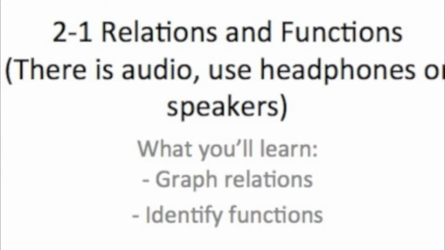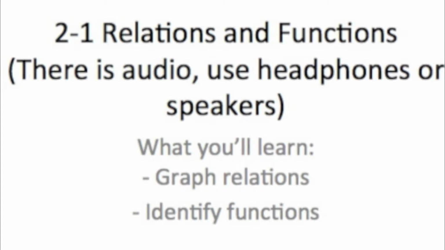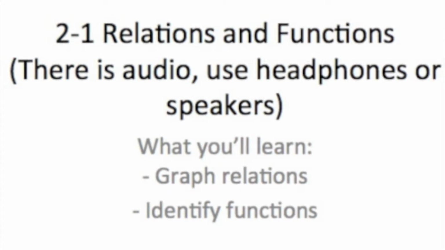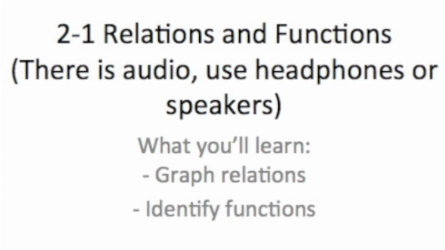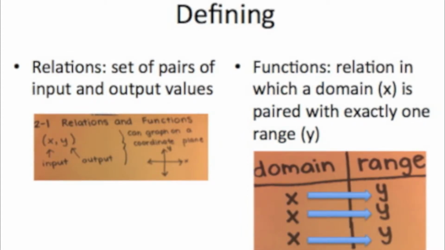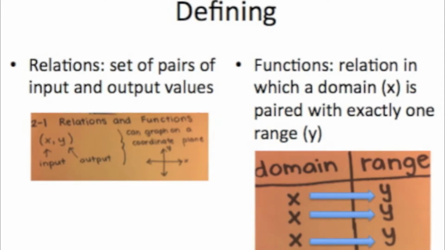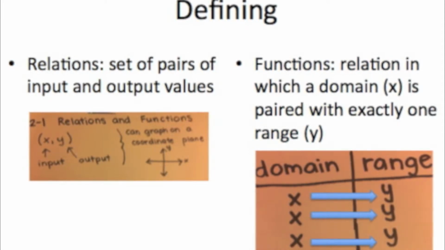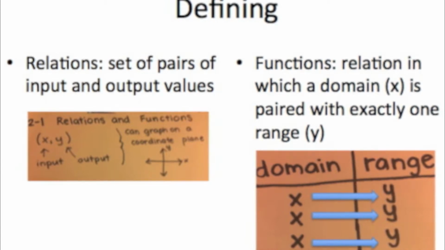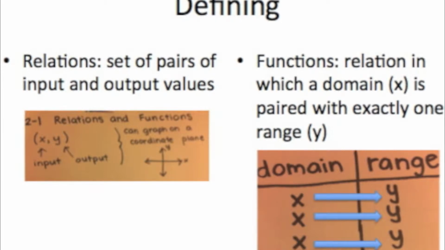Hi, today we're going to be learning 2-1 relations and functions, and we're going to learn how to graph relations and identify functions. So for definitions, a relation is a set of pairs of input and output values, where x is the input and y is the output, and you can graph this on an xy coordinate plane. And a function is a relation in which a domain, which is x, is paired with exactly one range, which is y.